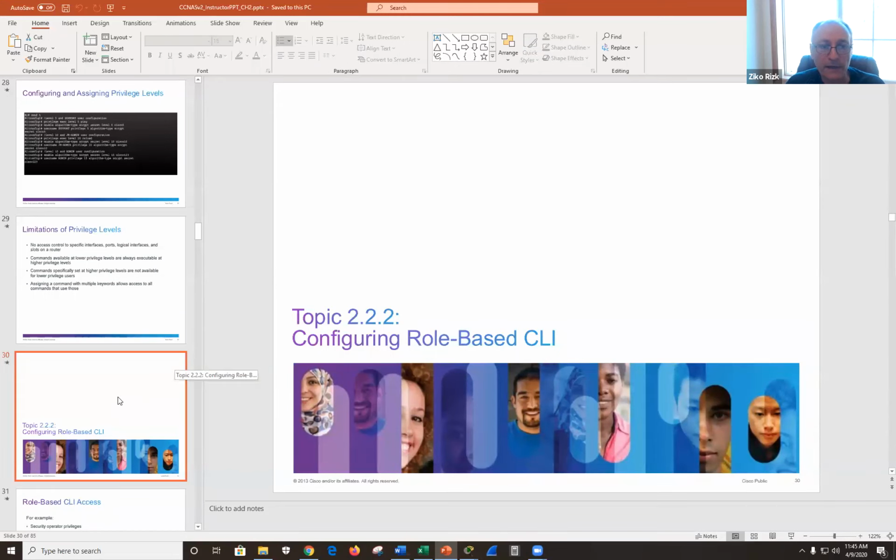So instead of privileged mode that is allowed certain privileges, you can see the dog in the background. This is Karuna, everybody. Karuna, say hi.